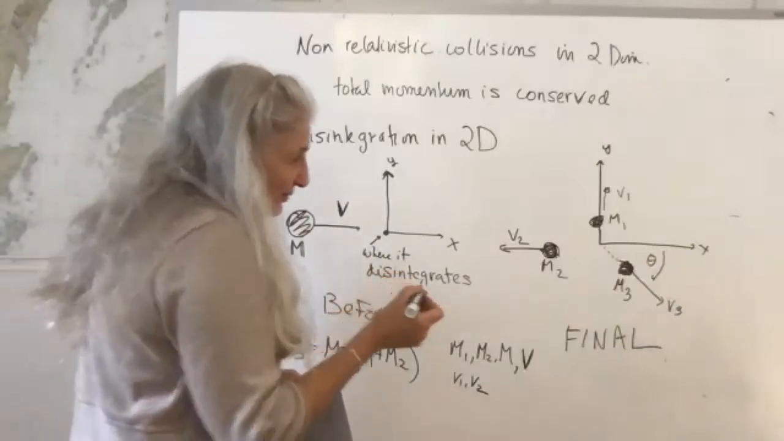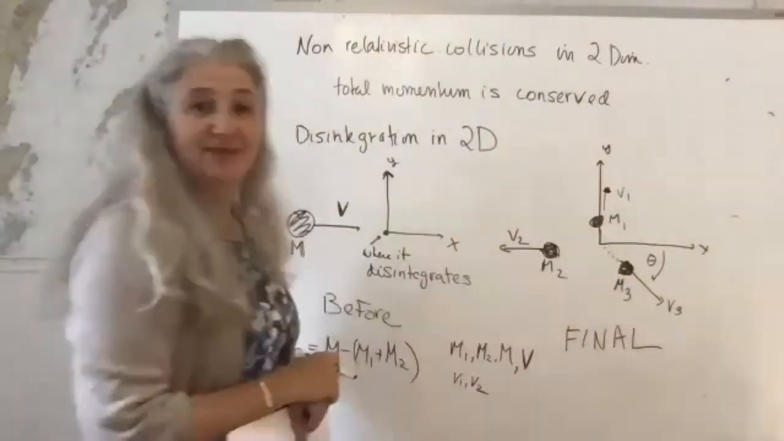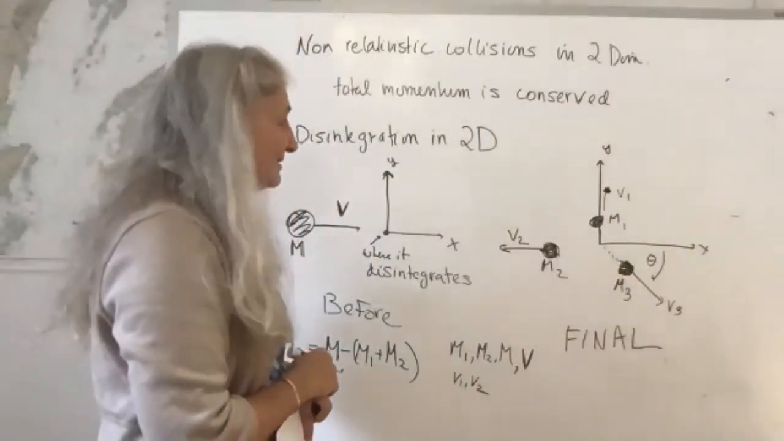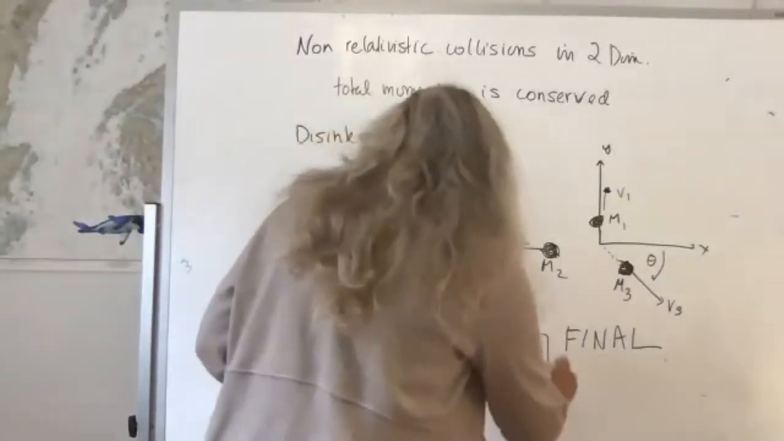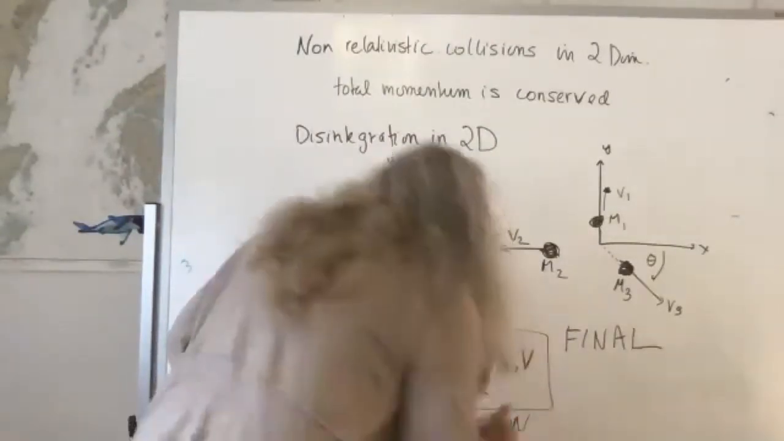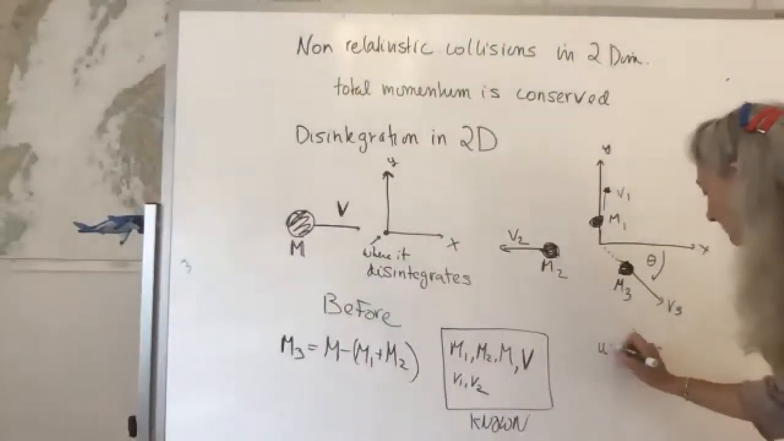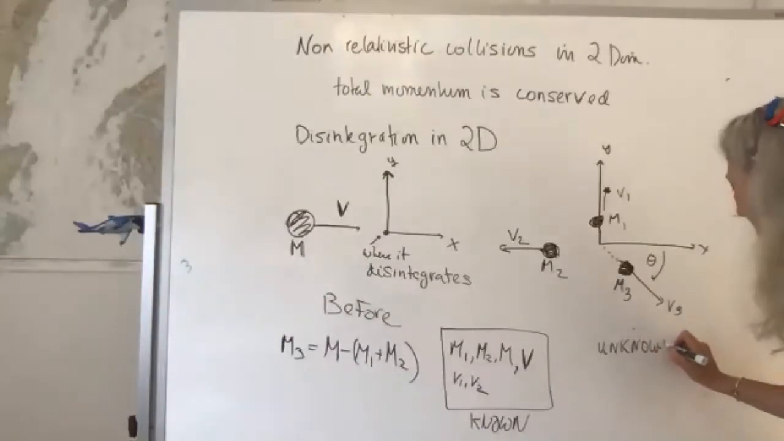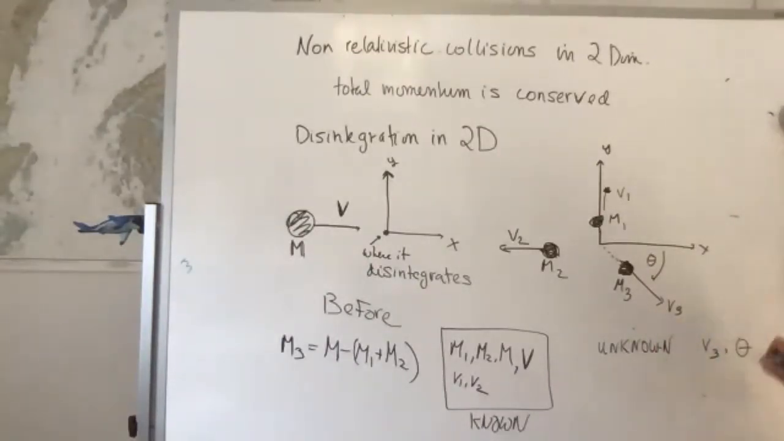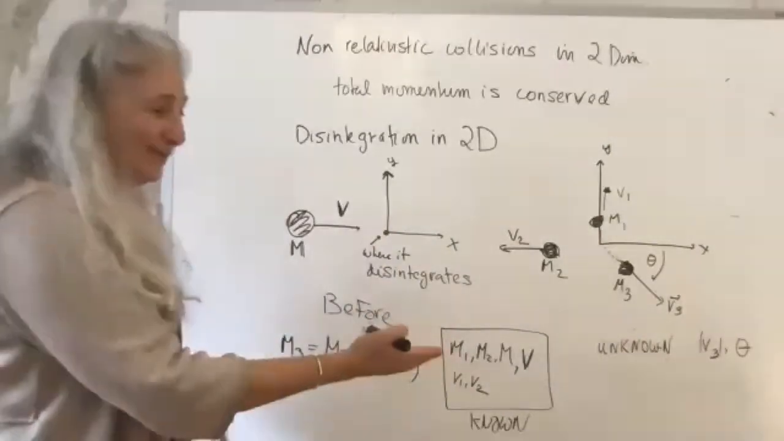So the things we don't know are... we know the direction of V1 because it's vertical, and we know the direction of V2 is horizontal. These are all known. The things that we don't know, the unknowns, will be V3 and theta: the size of this vector and the angle theta. So let's now solve this. We're going to solve for V3 and theta.